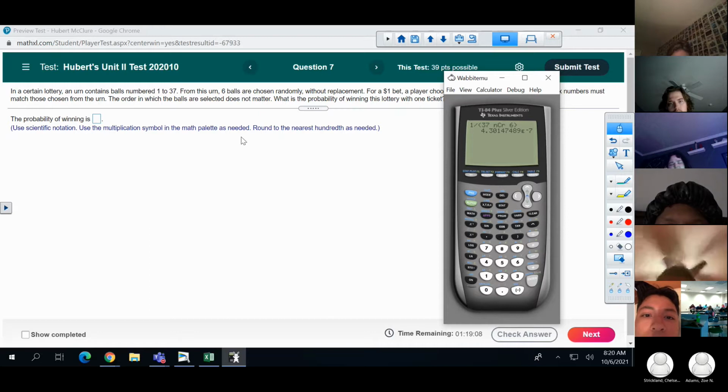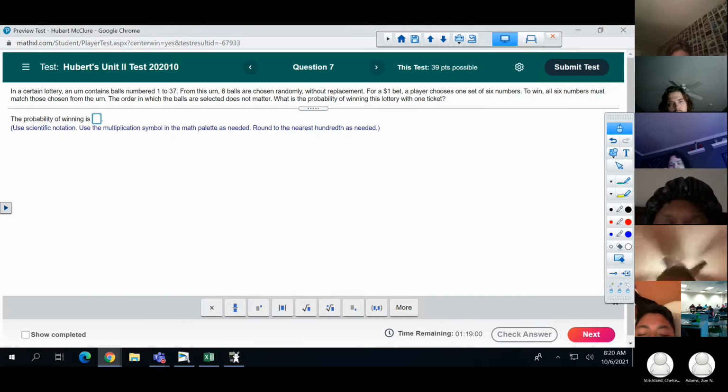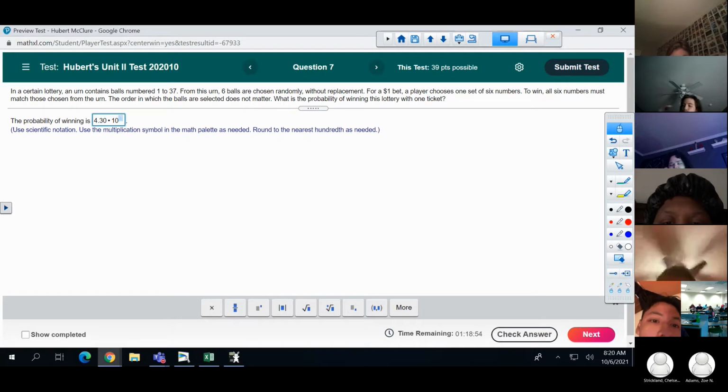Now it says round to the nearest what? 100th? 4.30 times 10 to the negative 7. 4.30, shift 8, 10, shift up, negative 7. Now that's how you type in the correct answer.